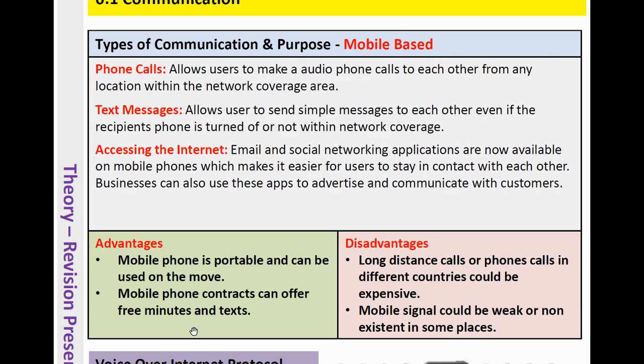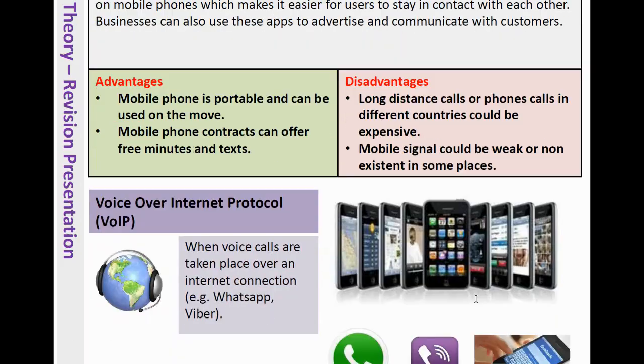So let's say you want to send text messages out to employees or people, parents, as I mentioned in the example. You may have free text. And you're always likely to have your phone on you to receive information on the go. Now, the disadvantage is long distance calls or phone calls in different countries could be expensive. Mobile signal could be weak or non-existent in some places.